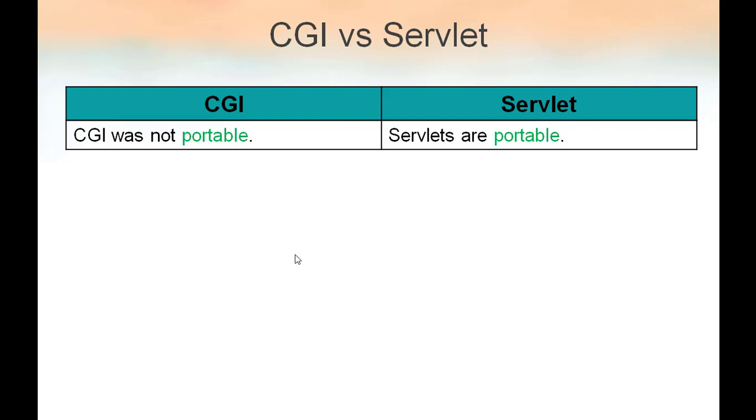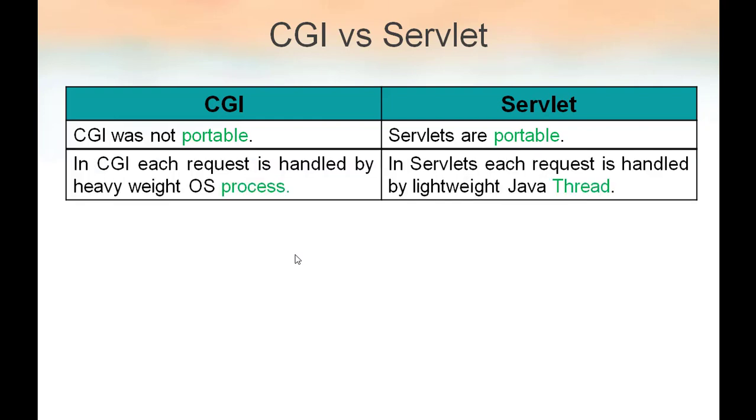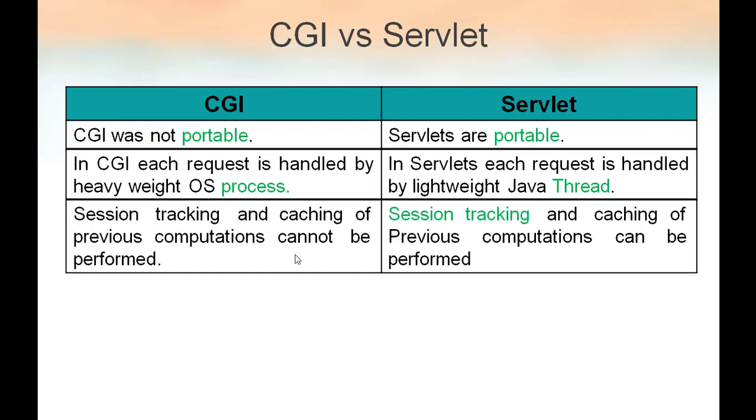Difference between CGI and Servlet. CGI was not portable. Servlets are portable because it's Java. In CGI, each request is handled by a heavyweight OS process, while in Servlet, each request is handled by a lightweight Java thread. Session tracking and caching of previous computation cannot be performed in CGI, while in Servlet, session tracking and caching of previous computations can be performed.